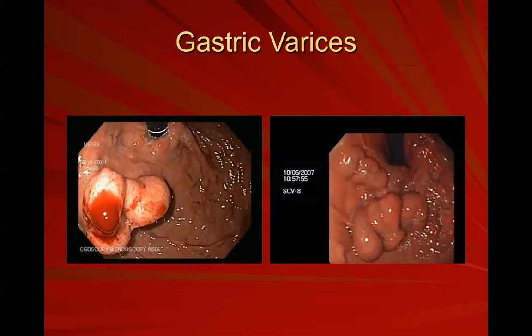So if there is a stomach varices, it would appear like that in the endoscopy.